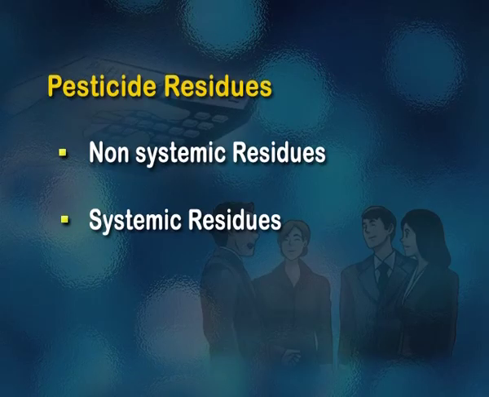And also there are many processes which include milling, cooking, canning or refining. All these processes would reduce the amount of pesticides present on the surface of the foods. And the second category of pesticides includes systemic residues. These systemic residues are toxic. They can percolate inside the edible portions and can reach humans either through food or through water.